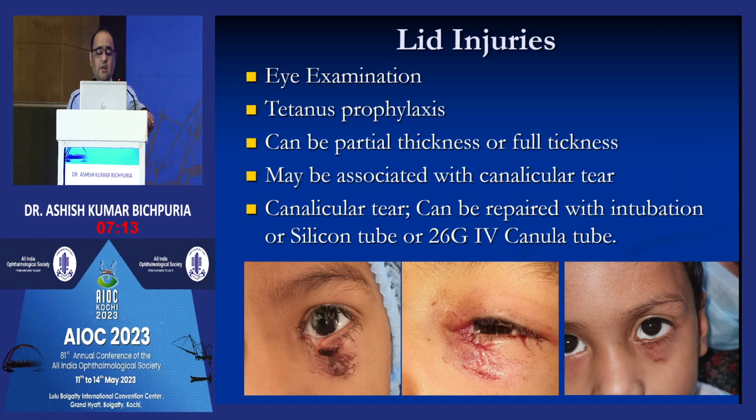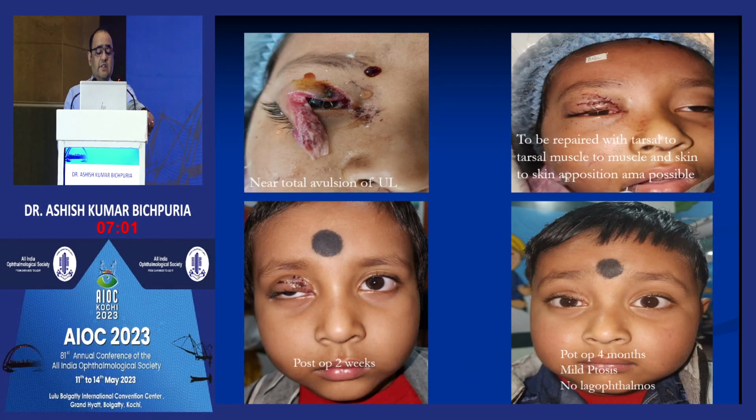I repaired it with the 26G IV cannula probe and the results are satisfactory. You can see the tear film height in both eyes is normal after operation and the lid contour is also well maintained. So this is another case of near total avulsion of the upper lid. This type of case is to be repaired with tarsal to tarsal, muscle to muscle and skin to skin proper apposition as much as possible.